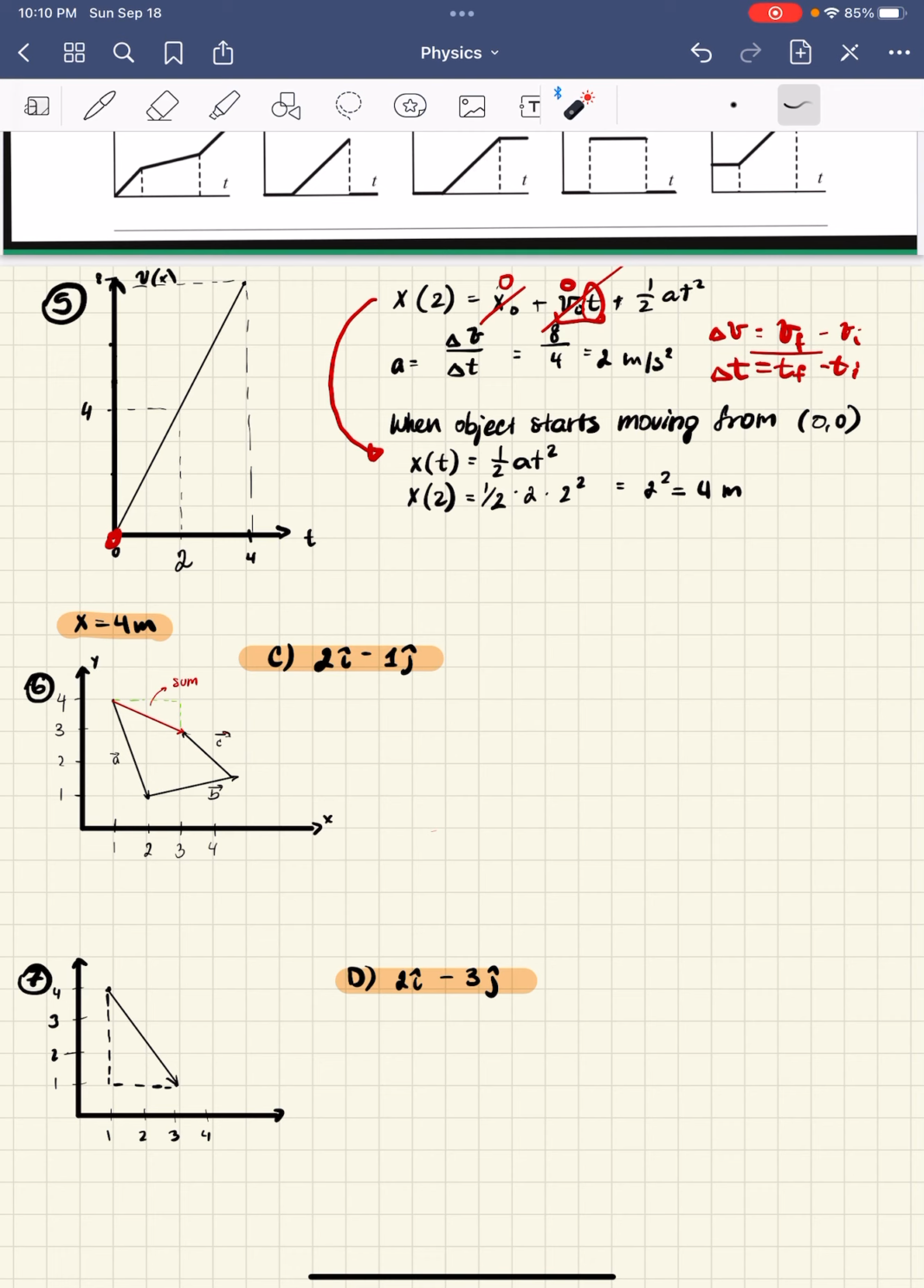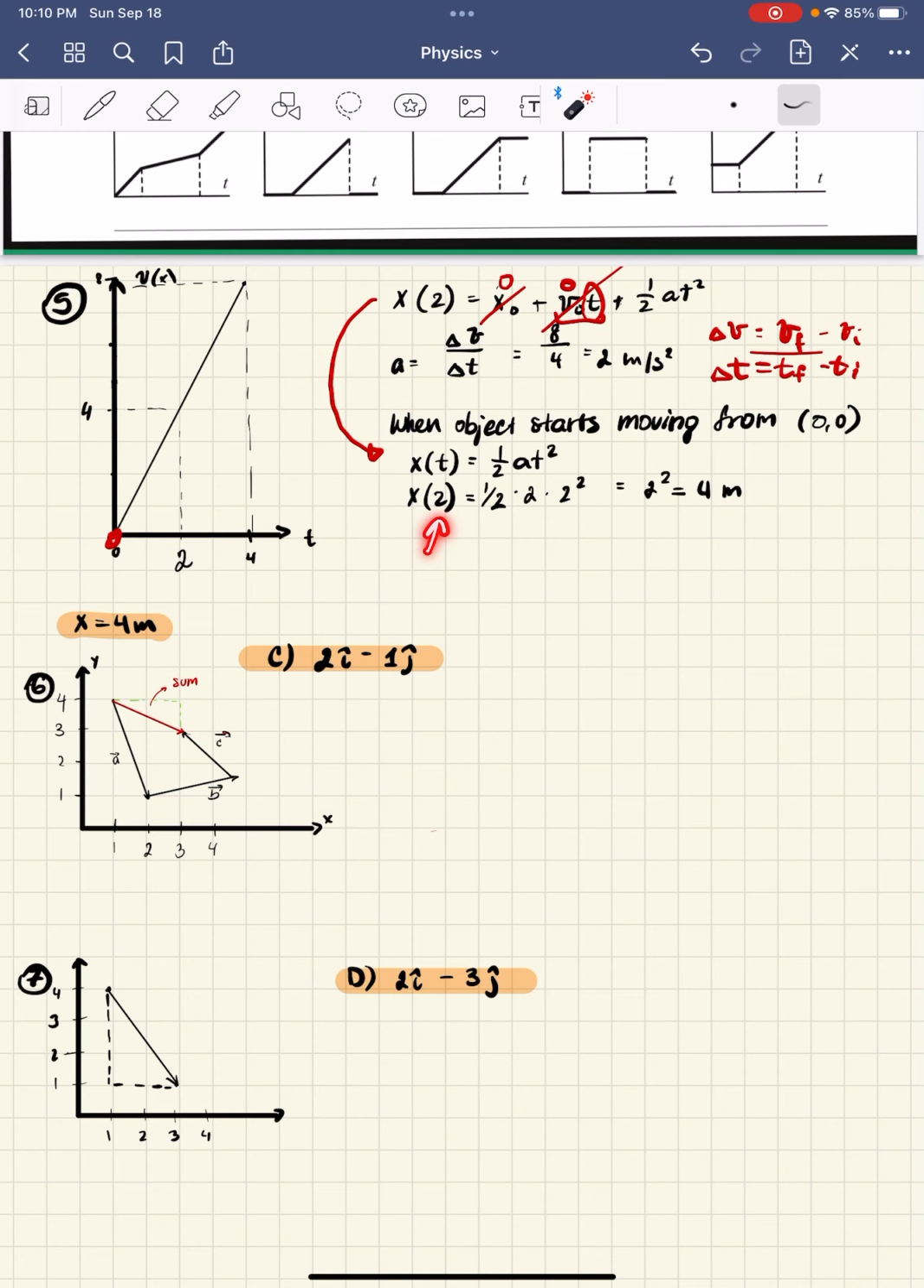Since we started from 0, we will have 8 minus 0 divided by 4 minus 0, right? Because we were moving with 8 meters per second at the end, but we started with 0 meters per second. And for the time, we ended up at 4 seconds, but we started at 0 seconds. So we are left with 8 over 4, which is equal to 2 meters per second squared.